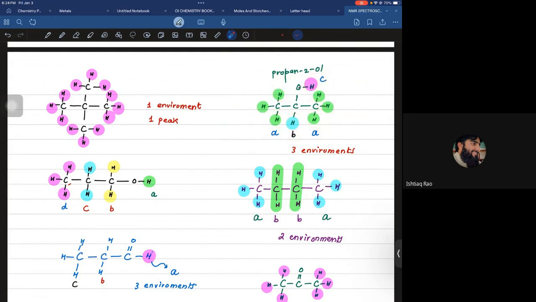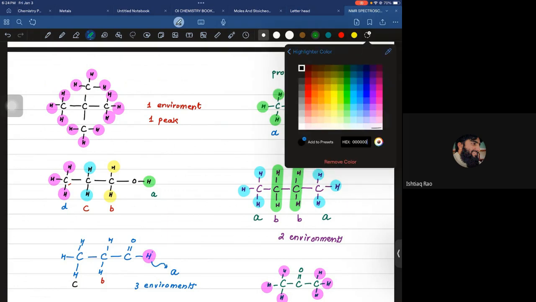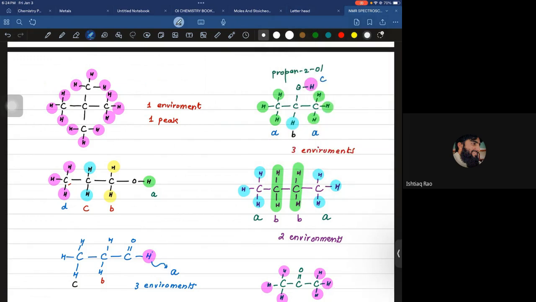So there are four environments. Remember, there are four environments. So it's not three, it's four. So I'm writing that this is having four proton environments, right?